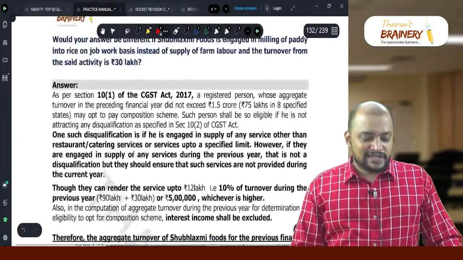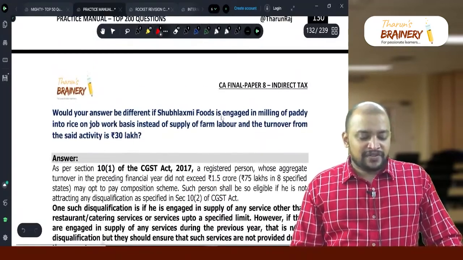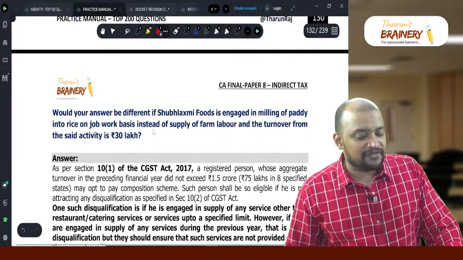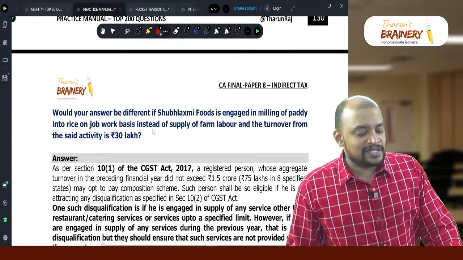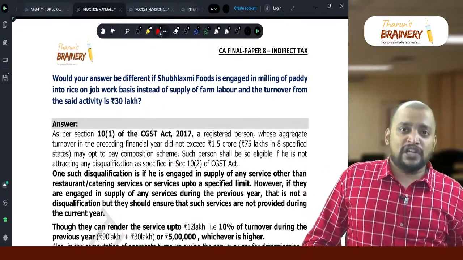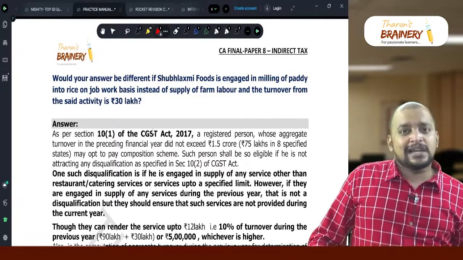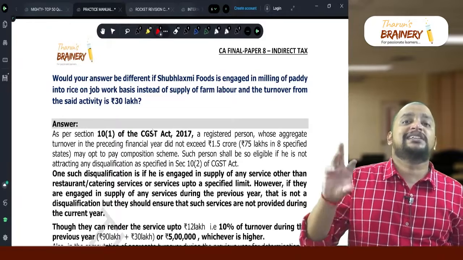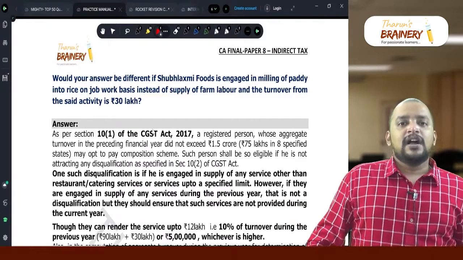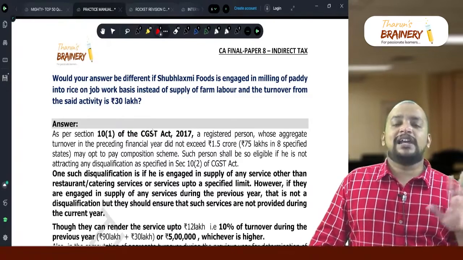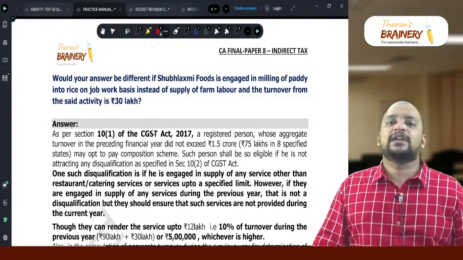they provide services. Now, would your answer be different if they are engaged in milling of paddy into rice on job work basis instead of supply of farm labor and the turnover from the said activity is 30? Whatever the case may be, previous year 120 will not change. Current year they can render services. Whatever may be the service other than supply of food and other than interest income, up to 10% of turnover during previous year or 5 lakhs, whichever is higher. That much limit only they can provide services.